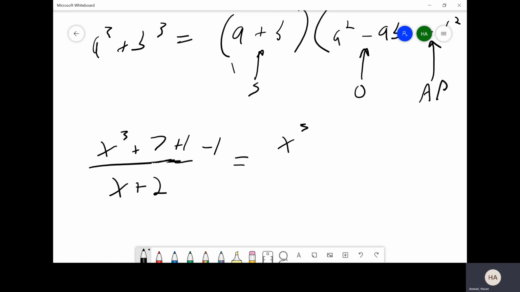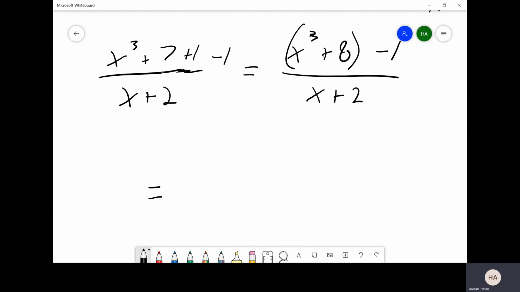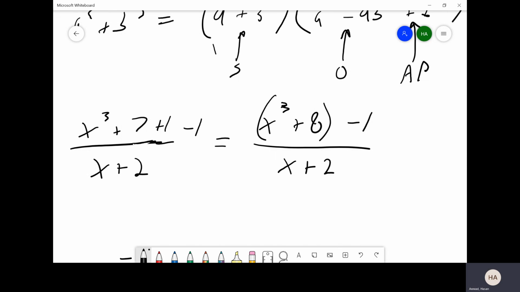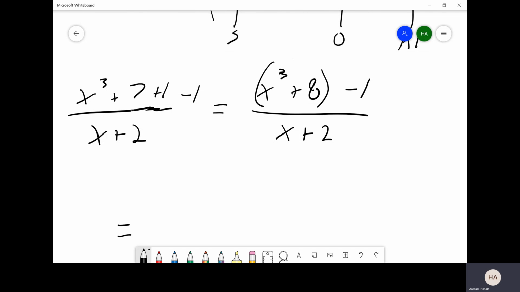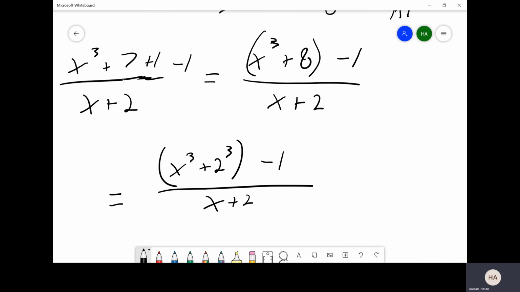So now I have x cubed plus 8, and now I just have this minus 1 lingering around. I'm going to put parentheses around this because this is the piece that I want to factor. So I have (x cubed plus 8) minus 1, all over x plus 2. For the interest of space, I'm just going to come down here. So what I'm going to do now is factor this piece in the parentheses, and then we'll deal with that minus 1 later on. So x cubed plus 8. Again, we already established 8 is a cube, right? 8 is the same thing as 2 cubed. So this is really x cubed plus 2 cubed, minus 1 outside, over x plus 2.